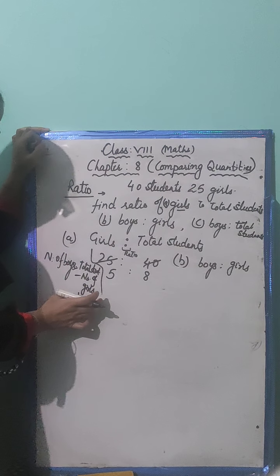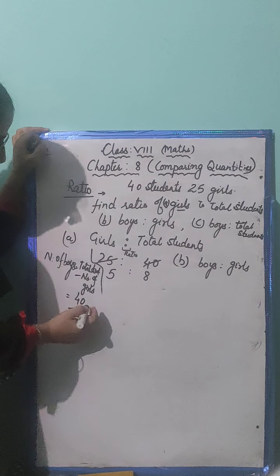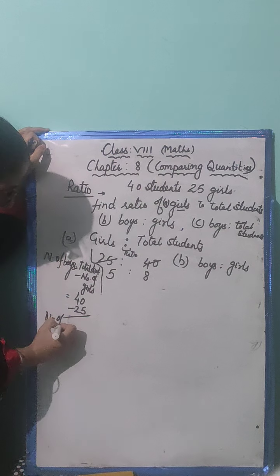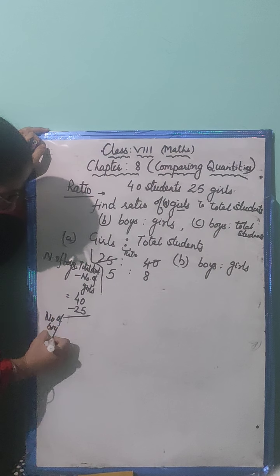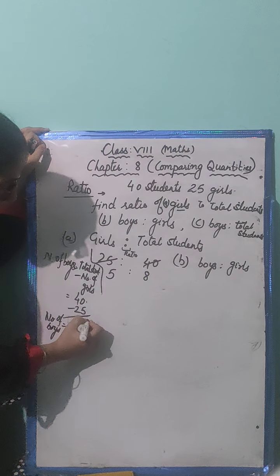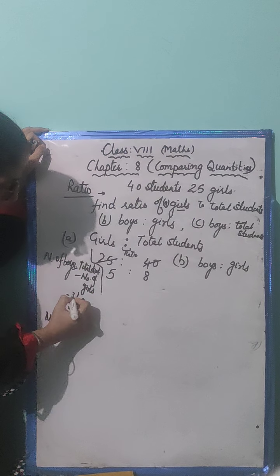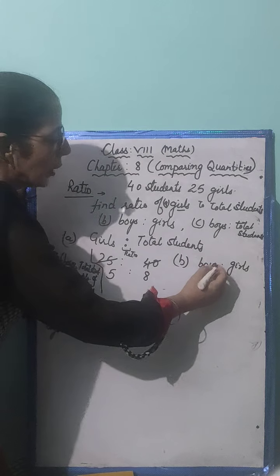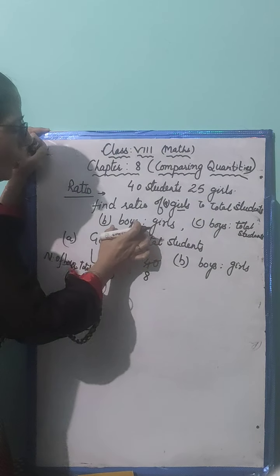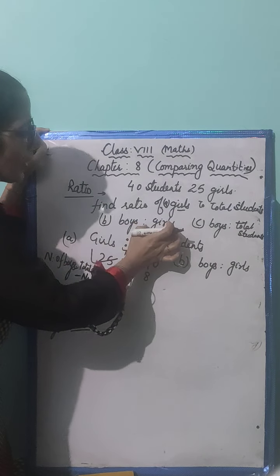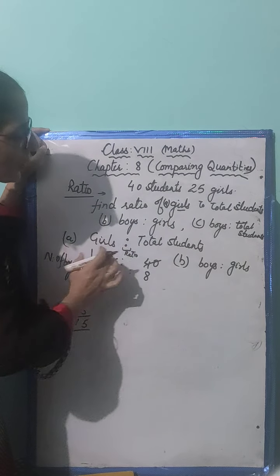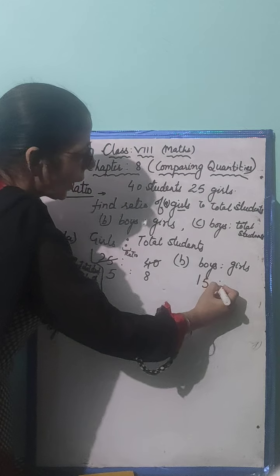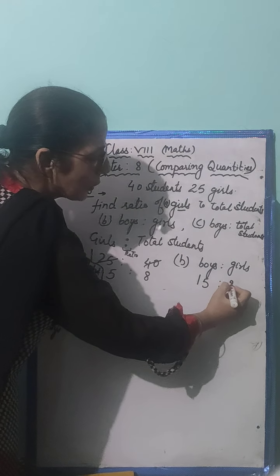So total are 40 students, 25 are girls. So the number of boys will be 40 minus 25. 10 minus 5 is 5, 3 minus 2 is 1. So the number of boys is 15. Because in the ratio, first boys is written, then afterwards girls, so we have to write the boys number first and then the number of girls.